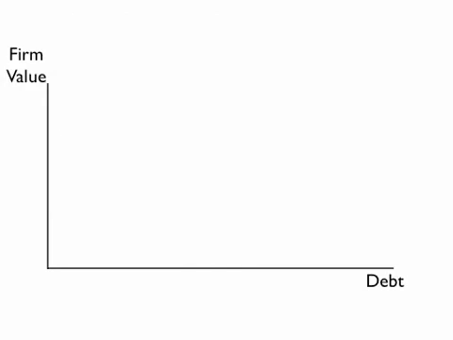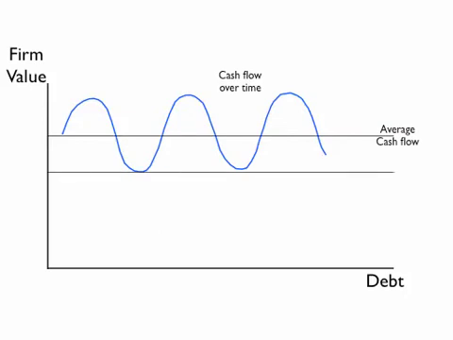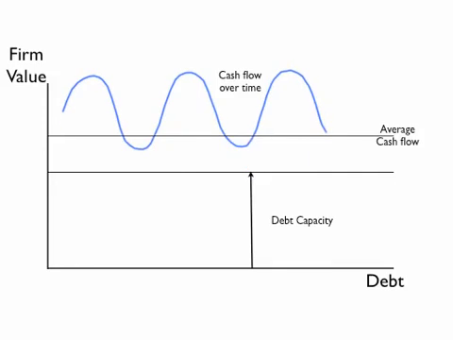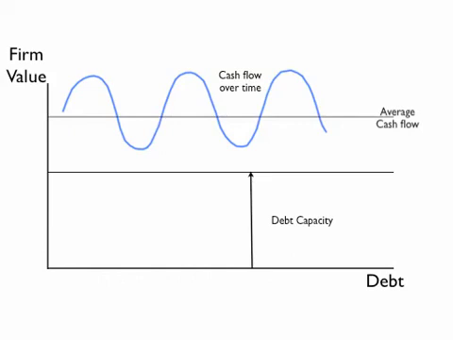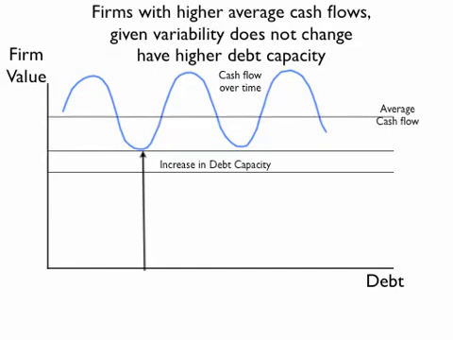Now, the other thing that we can look at here is, again, we have the variable cash flows over time and an average cash flow of some level. But suppose that this debt capacity is going to be compared to a company that has the same variability of cash flows, but a higher average cash flow. So now we're up a little bit higher. That means debt capacity has increased. So if a company has higher average cash flows or less variable cash flows, they're going to have more debt capacity than in the other situations.